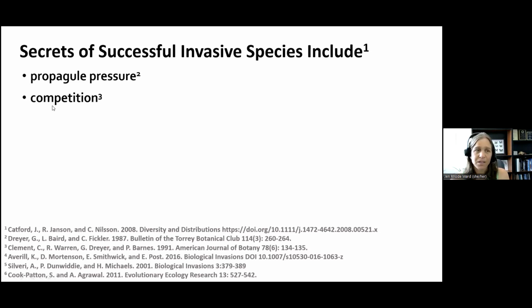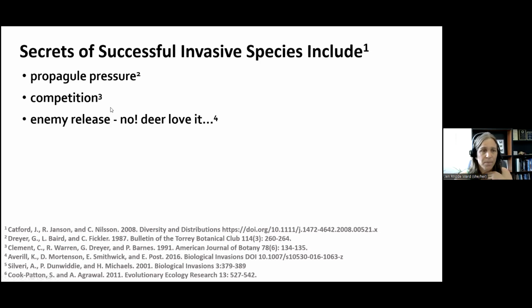Another hypothesis is that invasive species are really good competitors. And this has been shown with Asian bittersweet, that Asian bittersweet competes not only with other species by shading them out, but outcompetes in side-by-side comparisons with American bittersweet. So it makes more seeds than American bittersweet. It can directly compete with American bittersweet for space and light.